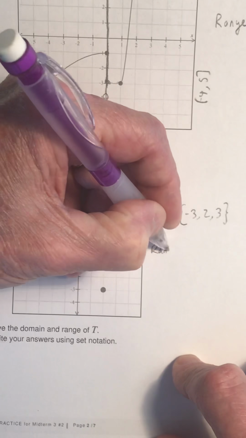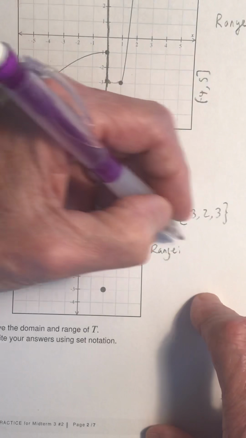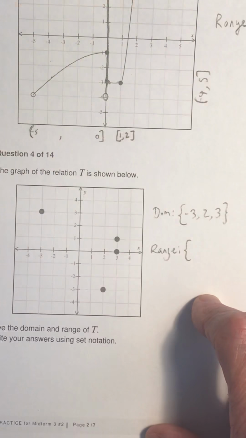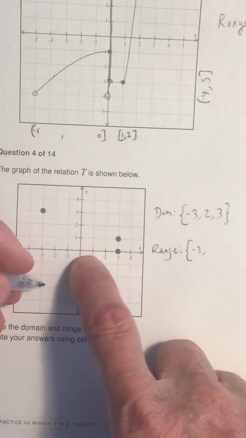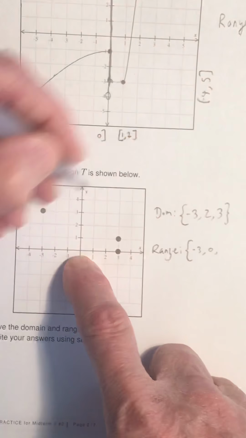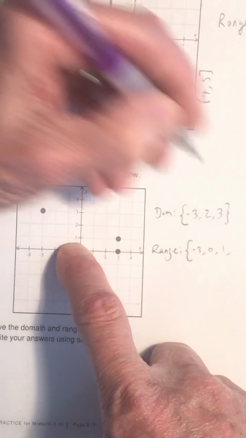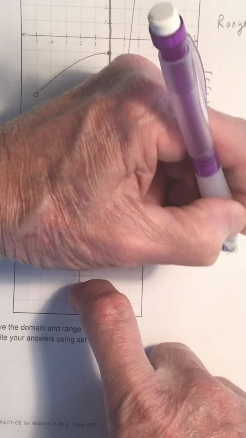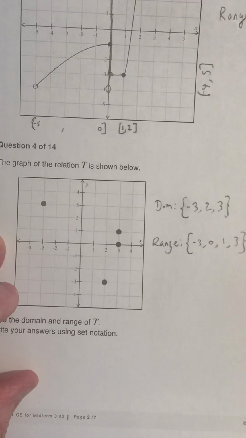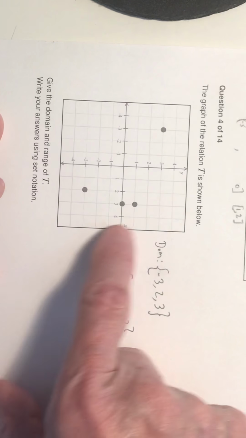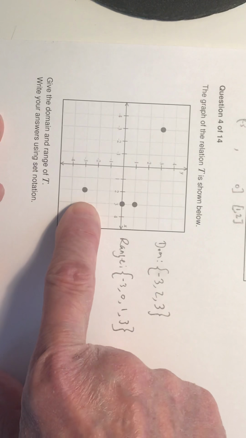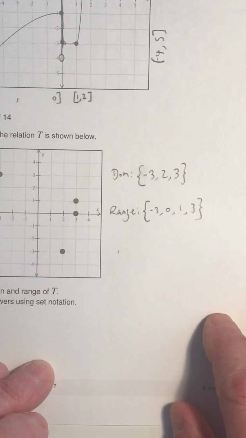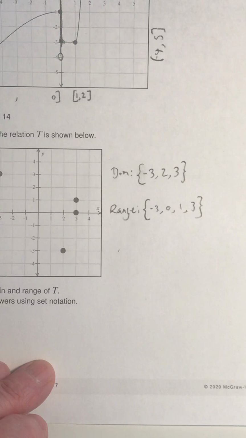And the range will be the collection of all the y values, and we use the same notation, the curly bracket. And then what y values do we see? I see y value negative 3, and I see y value 0, and positive 1, and finally positive 3. And like we did with the graph above, you can turn it sideways, go left to right, say, what's my range? This number, this number, this number, this number. Negative 3, 0, 1, and 3. Same final report when we get all done. So that's the end of page 2.